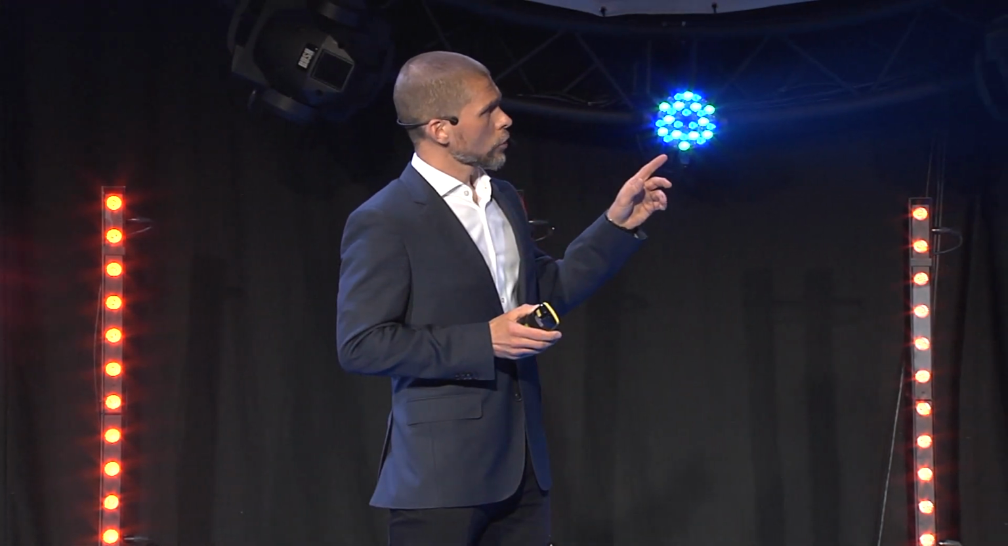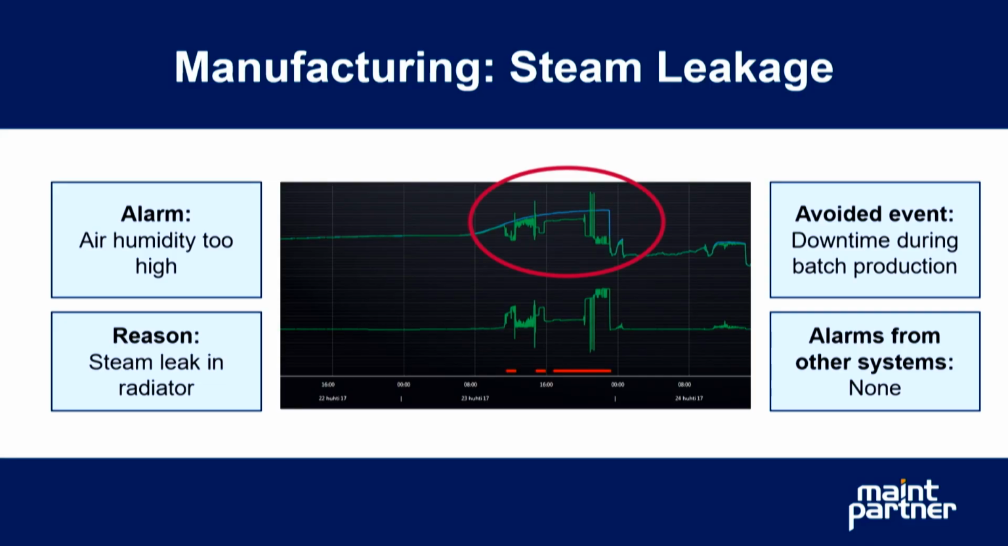In this case, if you look at the graph, what we saw is that the air humidity started rising, and it was more than what we expected at those operating conditions. So the machine learning algorithms have done their magic. They understood that, okay, with all the other parameters being what they are, this humidity is too high. And we notified the customer, and they went and examined the situation, and they found that there was a steam leakage in a radiator that they were using to dry the air.